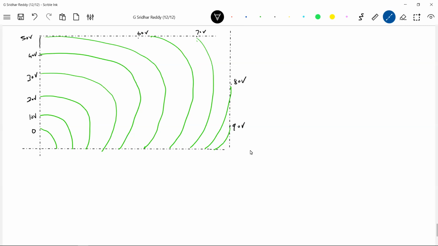Now, these are some troublesome diagrams that will be given for you. These are the lines of force. These are equipotential lines, arising from a static charge.